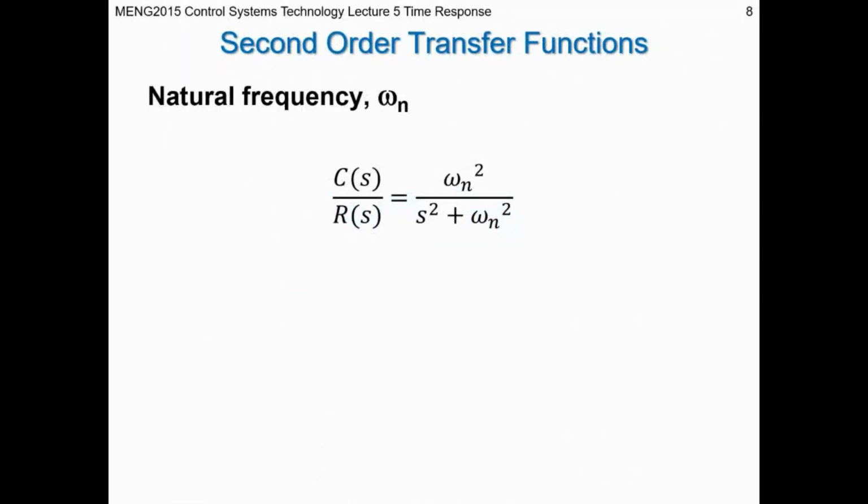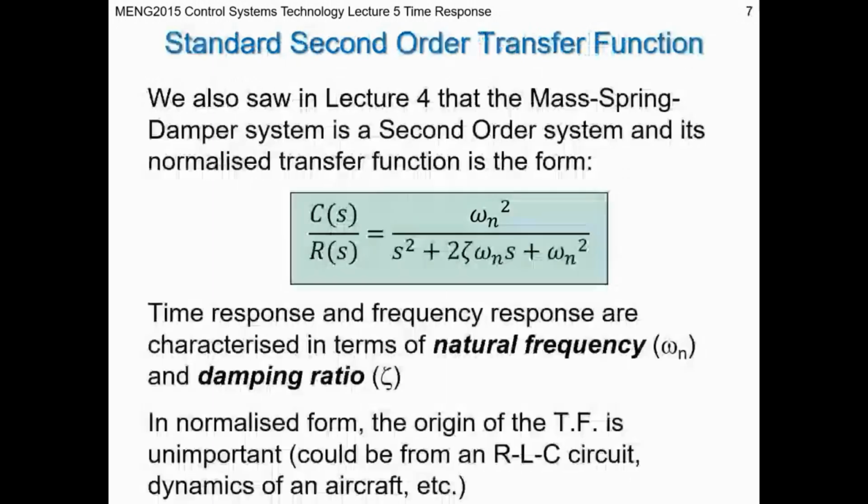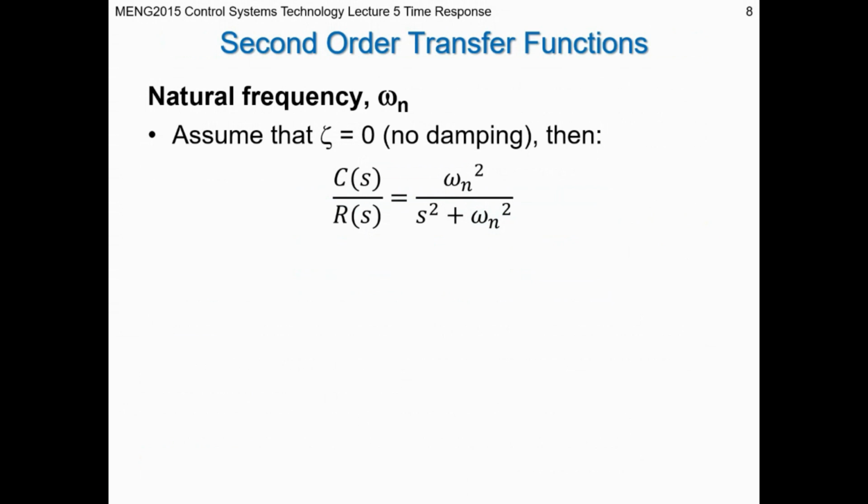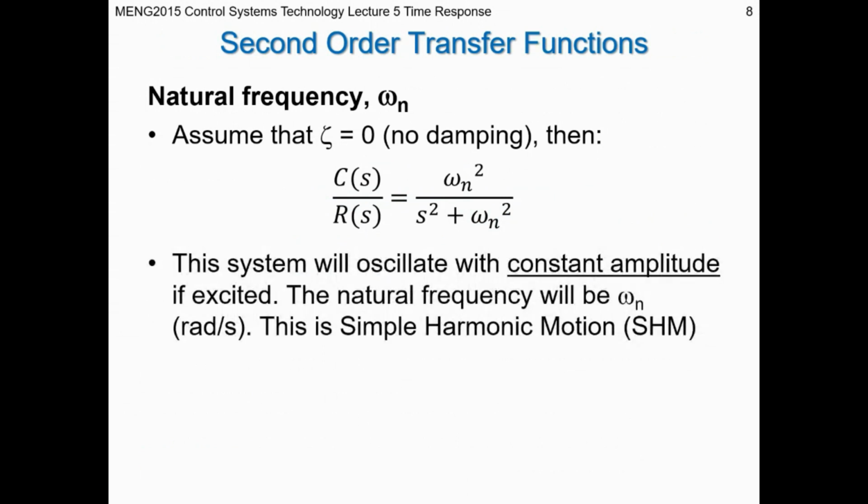or a disturbance. If we set our damping ratio to 0, then this term is going to be eliminated. Assume that zeta equals 0, so there's no damping whatsoever. There's nothing mitigating the oscillation in our system. Then what will happen is that the system will oscillate with constant amplitude.